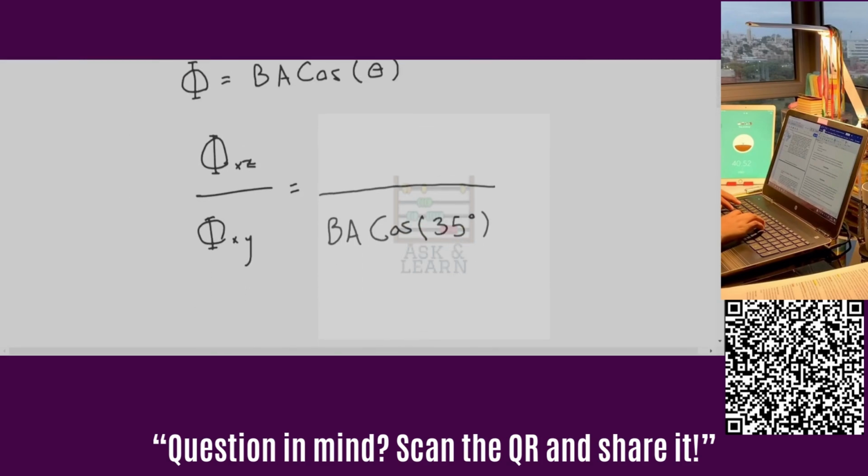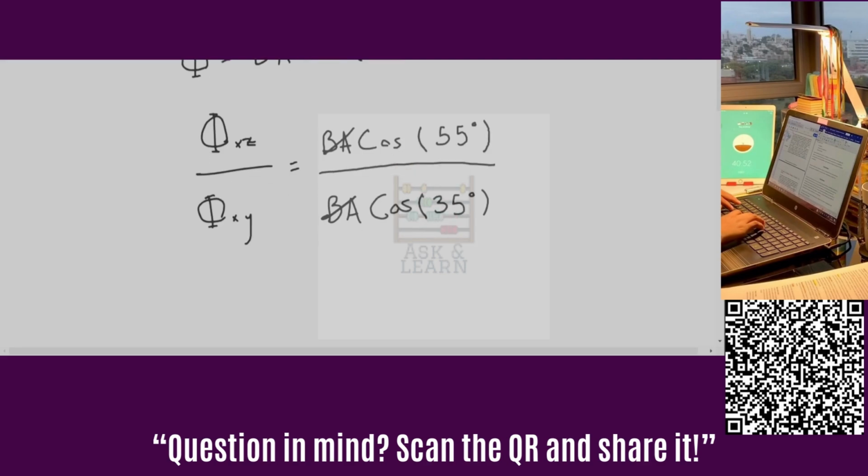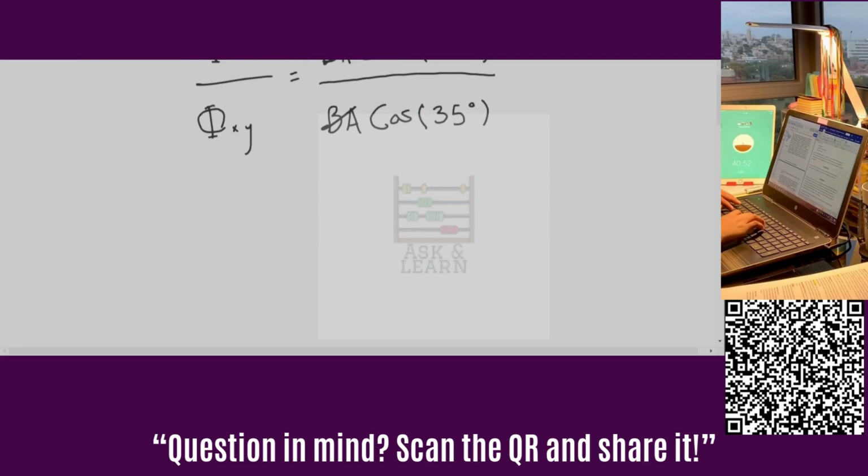So down here, again, we have the exact same field and area, but we have a cosine of 55 degrees. Our B's and our A's cancel out because they're the same on top and bottom, and we're just left with the ratio of the cosine of 55 to the cosine of 35. If we plug that into our calculators, we see that the ratio of the flux through the XZ square and the XY square is going to be 0.70.